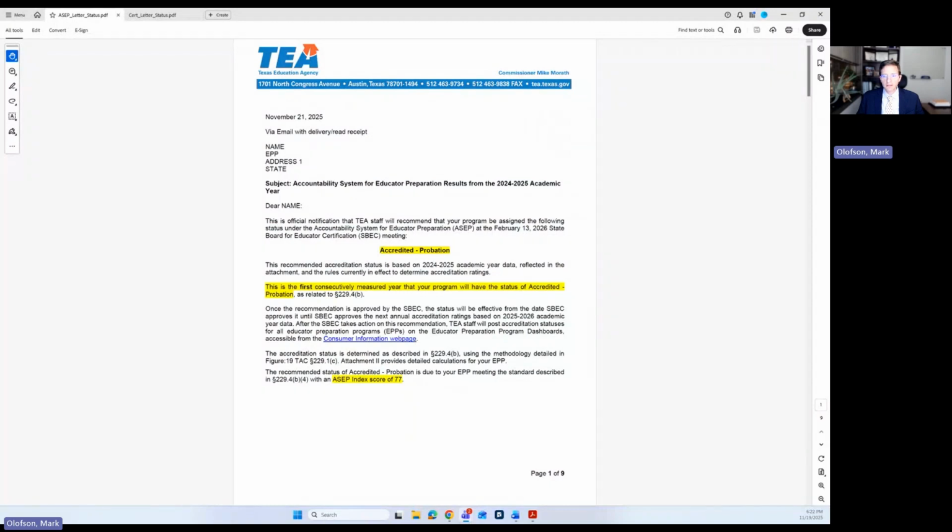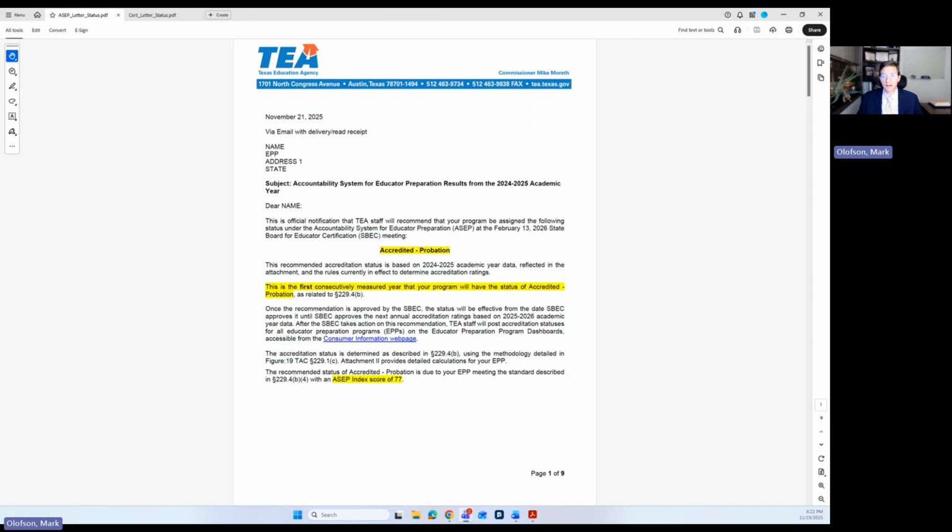At the top of the letter, you will see the contact information for the legal authority for your preparation program. The first paragraph states that this status will be the recommended status presented to the State Board for Educator Certification, or SBEC, on February 13, 2026. Highlighted on this letter is the recommended accreditation status. You can see for the sample preparation program that it is accredited probation.